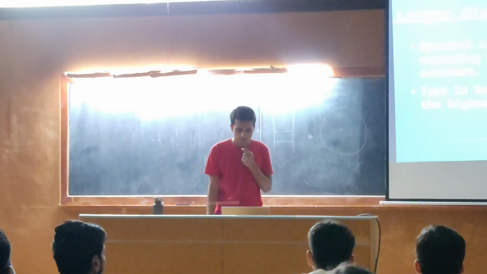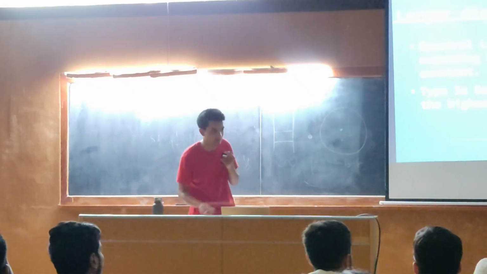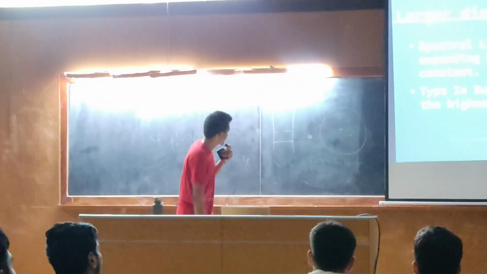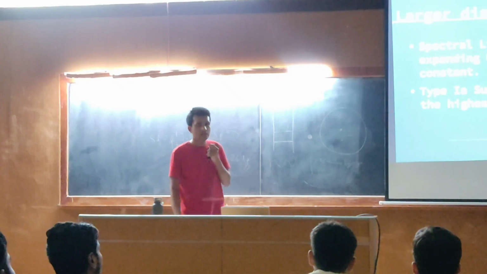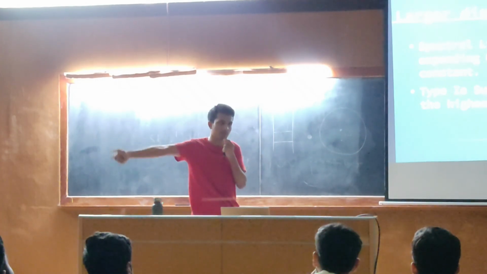There are also events called type 1a supernovae, which I'll talk about a little bit. Just to give a phenomenological description of supernovae: you look at the sky, one day there's nothing, but the next day you see a bright star pop out of nowhere.